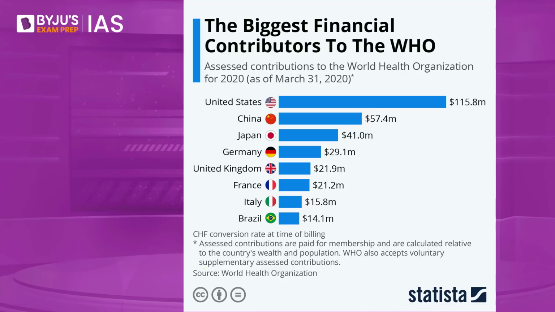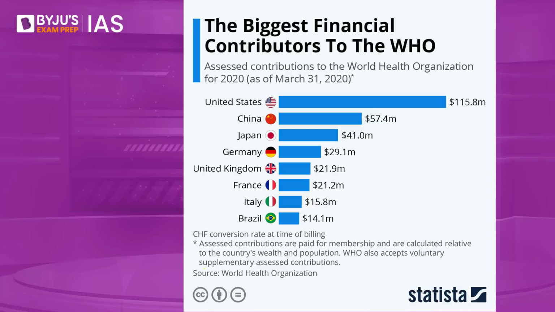Now, just like most other international organizations across the world, the WHO also does not have its own way of earning money. WHO also depends upon the contributions made by the member nations. If you look at the data from 2020, it was the United States that paid the most amount of money to the WHO, followed by China, Japan, Germany, UK, France, Italy, and Brazil.